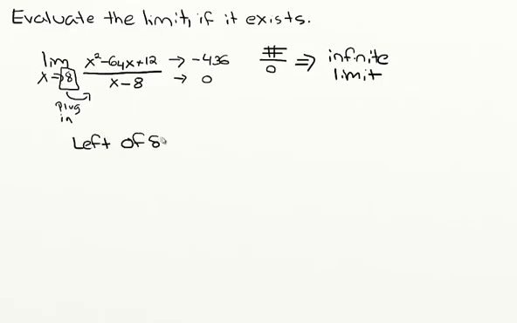So something like 7, 6, 5, anything like that. So what we're going to look at is the denominator here. A number to the left of 8, like 7.999 or something very, very close to 8, but to the left, is going to make this denominator negative. Okay, so we have a negative in the denominator. Then we're going to look up here at the numerator. That's also going to be negative if we have numbers very, very, very close to 8.